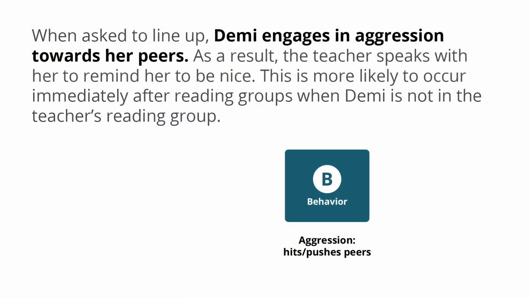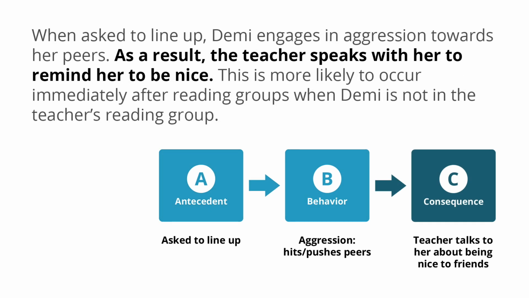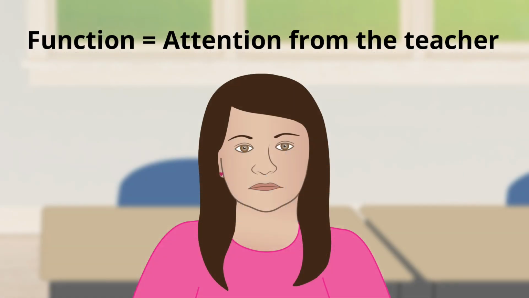Let's start with identifying the problem behavior, aggression. The antecedent, then, is being asked to line up. The consequence is that the teacher talks to her about being nice to friends. The setting event is the event that makes the problem behavior more likely to occur. The setting event is the fact that Demi has spent time away from her teacher. We can hypothesize that the function of Demi's aggression is to get attention from the teacher.